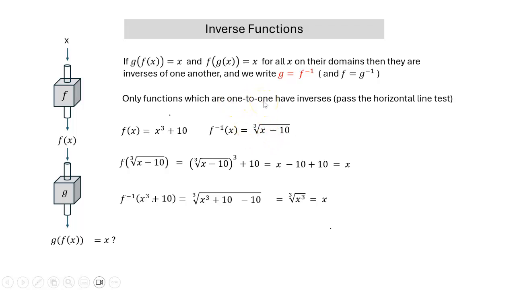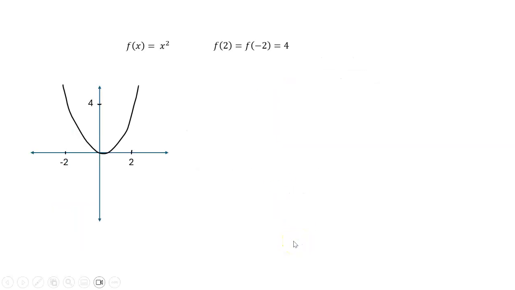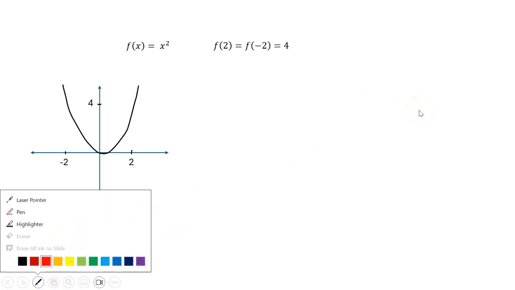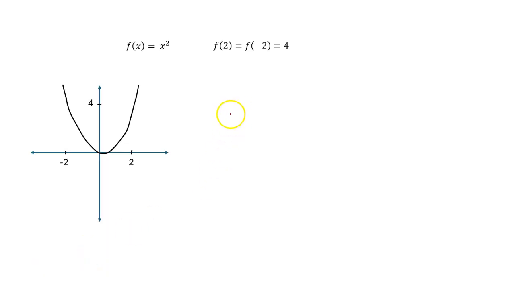Now, what about this 1-to-1 business? Why must a function be 1-to-1 or pass the horizontal line test? So let's just take a classic example. Let's look at the function f of x equal x squared. Notice that f of 2 and f of minus 2 are the same thing, 4. So let's just suppose we had an inverse here of the square function. I know what you're thinking. There is one, right? Well, let's see. So think of this just schematically. I could take either minus 2 or 2, give it to the square function, but they both give me the output 4.